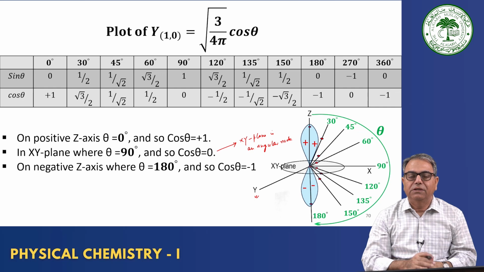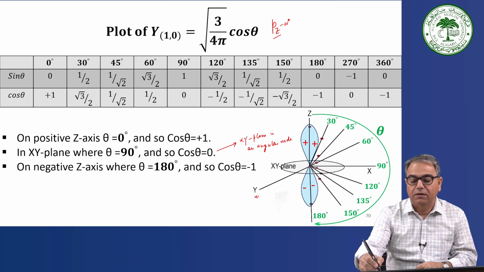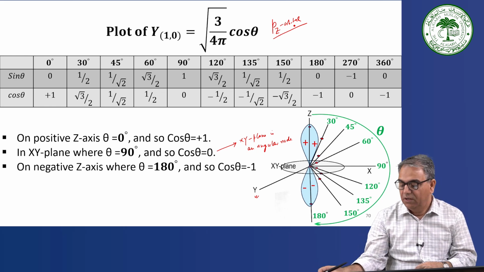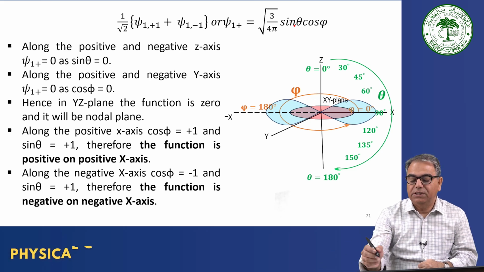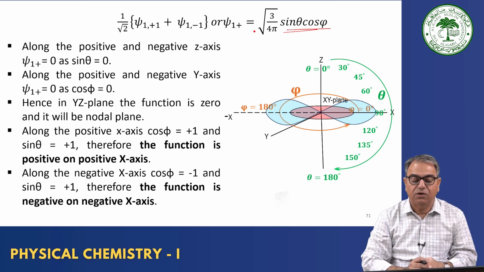So this is how Y10 belongs to the pz orbital, and we say pz orbital because we have a positive lobe on the positive z-axis and a negative lobe on the negative z-axis. What about the other functions, which are linear combinations of two spherical harmonics, psi 1 plus and psi 1 minus? The linear combination is a constant times sin theta cos phi.